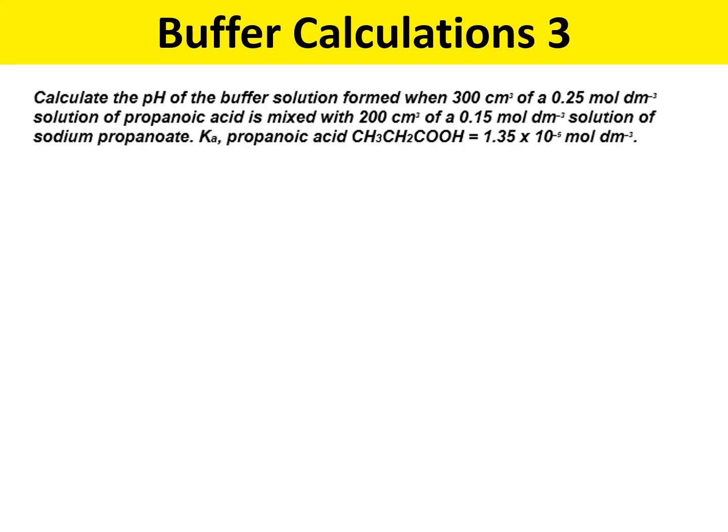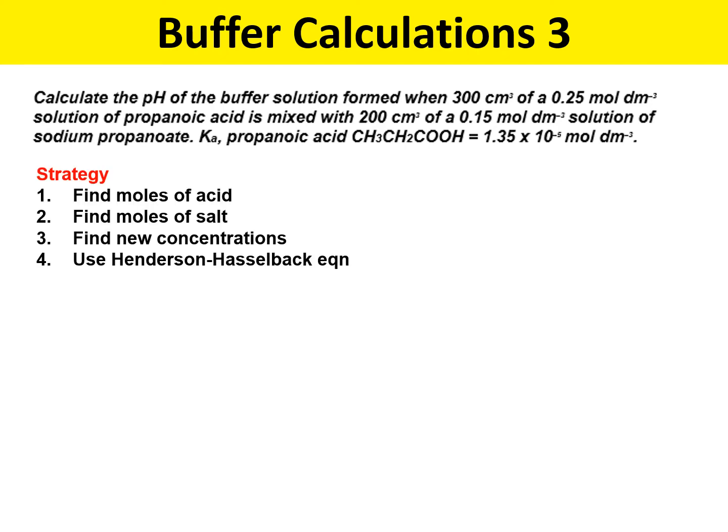This third buffer calculation is slightly more difficult because we are adding the propanoic acid and the sodium propanoate together. So when we do that, our concentrations will change. So we need to have a strategy for working out this calculation. First of all, we need to find the moles of acid, we need to find the moles of salt. Then we need to find the new concentrations, and at that point we can use our Henderson-Hasselbalch equation.